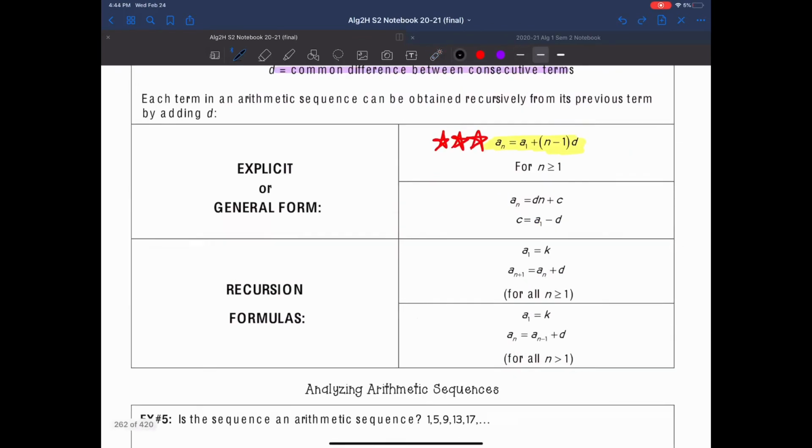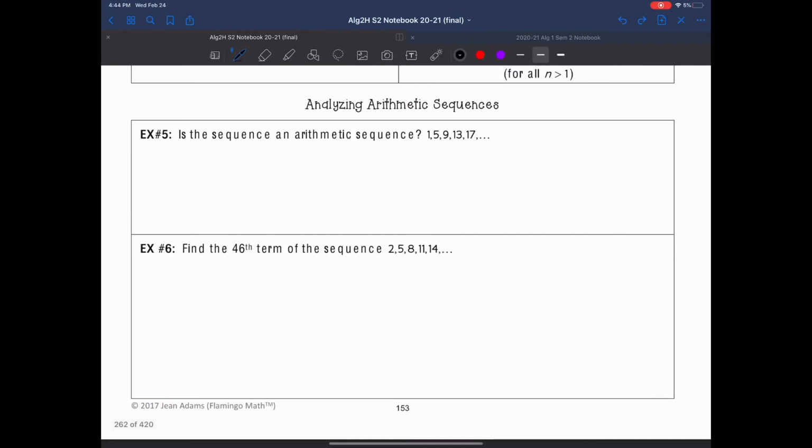All right, let's move down to the next part, which says analyzing arithmetic sequences. Example number 5. Is the sequence an arithmetic sequence? We have the numbers 1, 5, 9, 13, 17, and so on. Well, let's go ahead and look at the pattern. First things first, I want to see what I'm adding or subtracting to get to the next term. To get from 1 to 5, it looks like I'm adding 4. To get from 5 to 9, I'm adding 4. 9 to 13, I'm adding 4. And again, I'm adding 4.